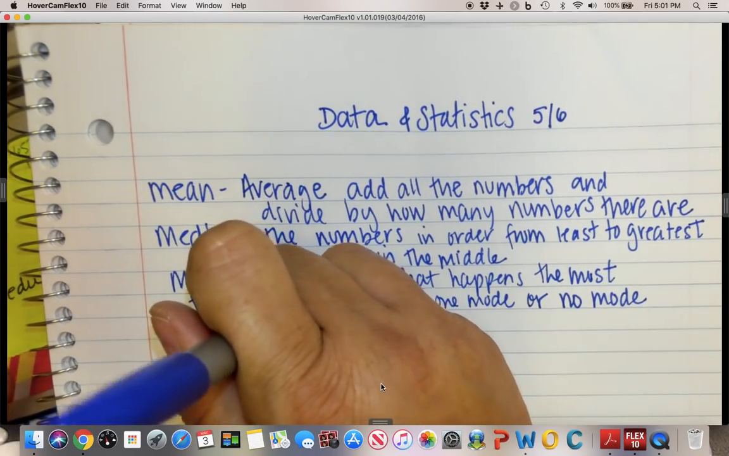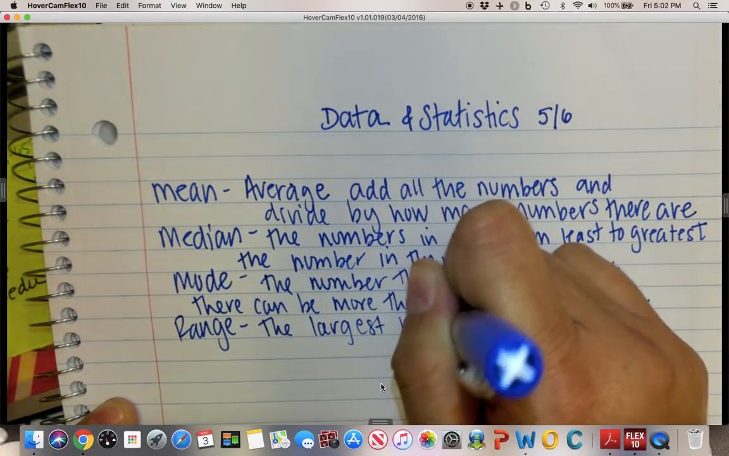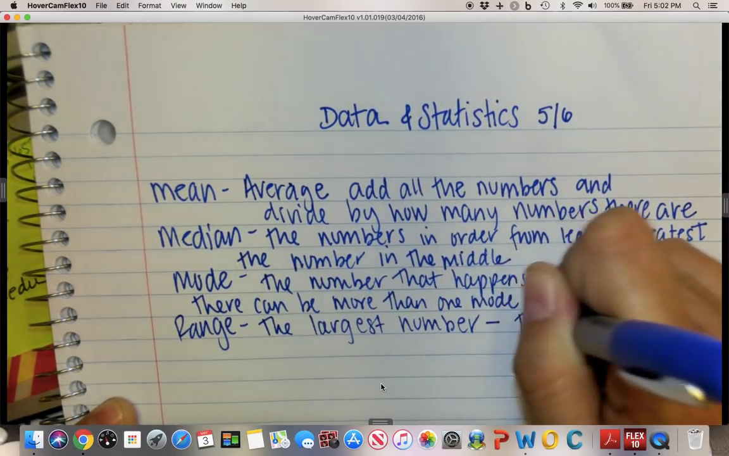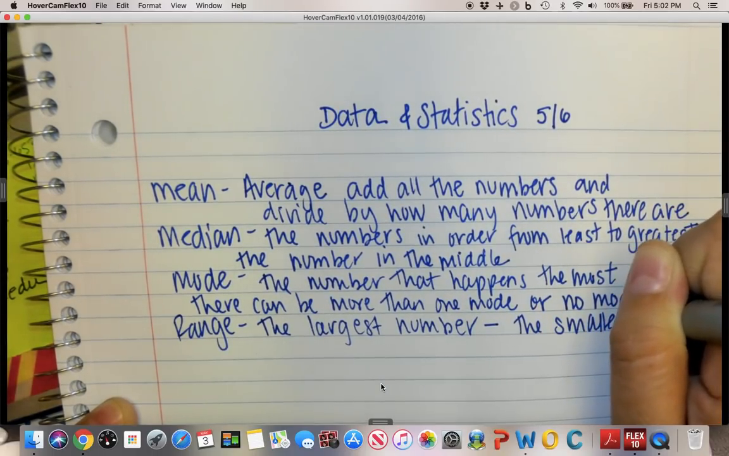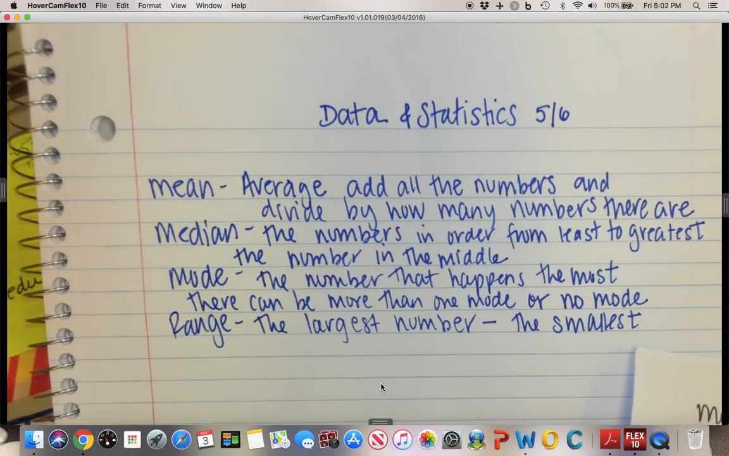And then the range is the largest number minus the smallest. That's the range of your data. Where does it start to where does it end? How many's in between? Largest minus the smallest. And then your data set is just a collection of numbers or information. So hopefully you remember what that means. That's our review from what we did prior to Christmas break.